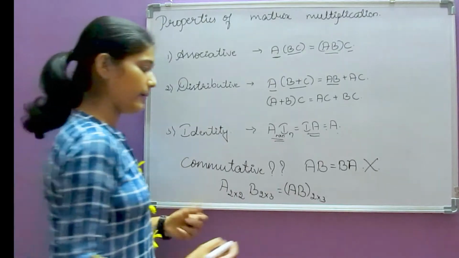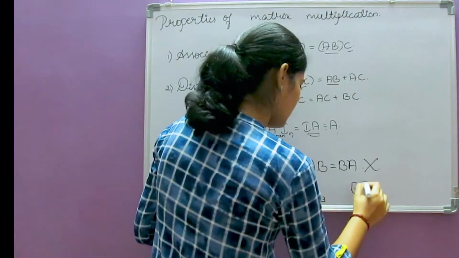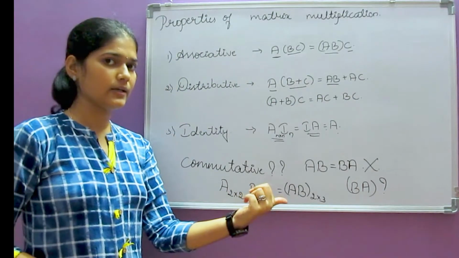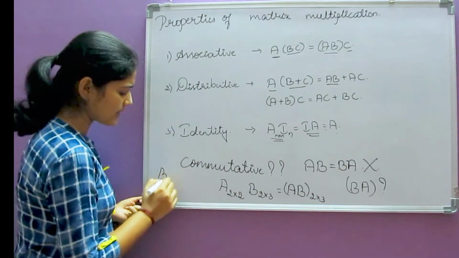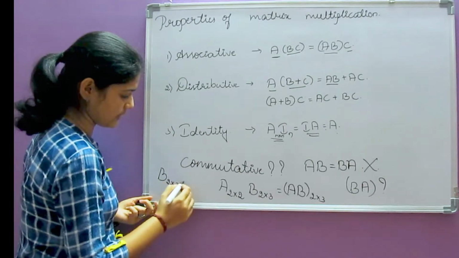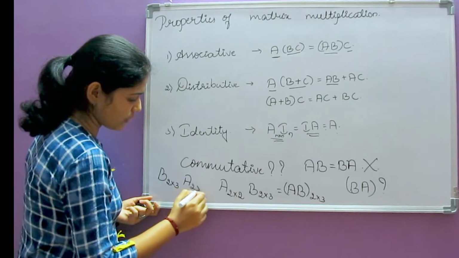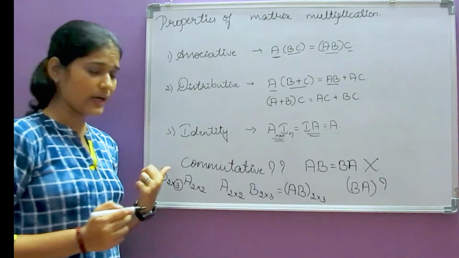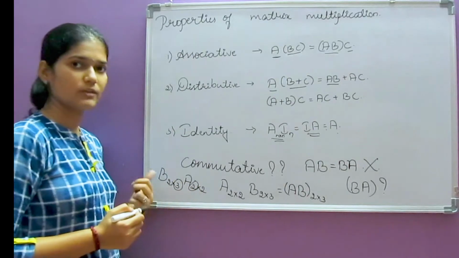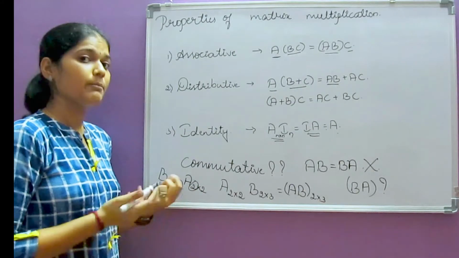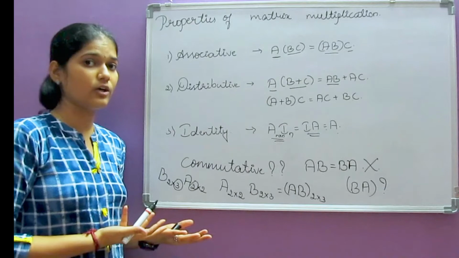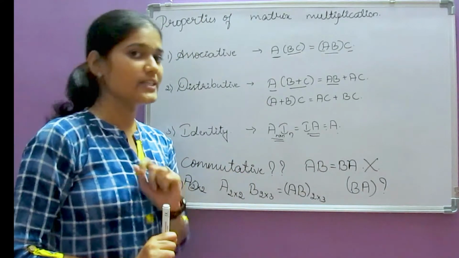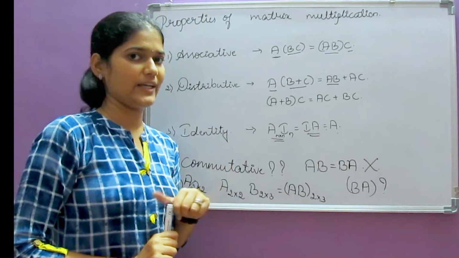What about BA? Is it possible to find BA? Observe here. B is a matrix of order 2 cross 3, but A is a matrix of order 2 cross 2. Here, number of columns of the first matrix is not equal to number of rows of the second matrix, which means BA is not even possible to find out. Then how will it be equal? So, commutative property is not applicable in matrix multiplication.